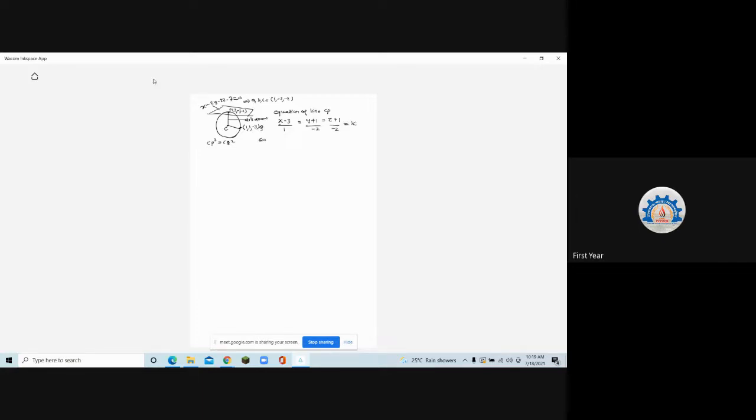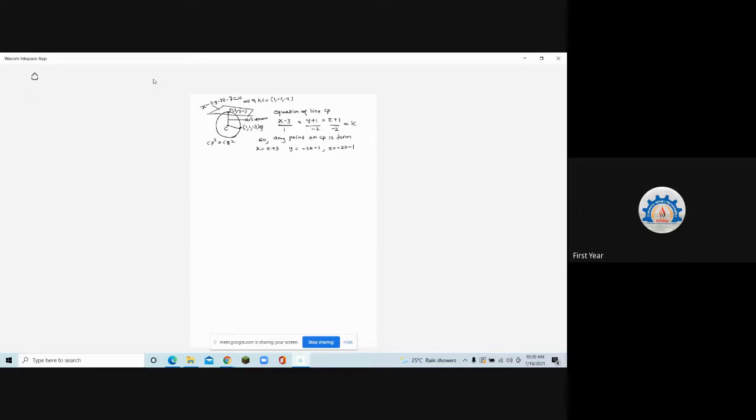So any point on CP is of the form x is equal to K plus 3. Can you see that? (x minus 3) upon 1 is equal to K. कंपेयर करो तो x is equal to क्या आएगा? K plus 3. y is equal to minus 2K minus 1 and z is equal to minus 2K minus 1. Okay? ठीक है?